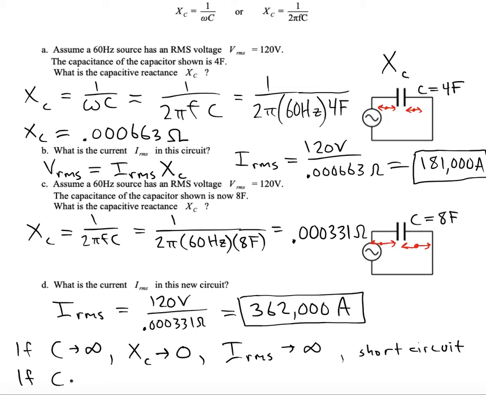What about, on the other hand, if the capacitance goes towards 0? Well, this would be a capacitor that can't hold any charge whatsoever. The capacitive reactance then would go toward infinity, and the RMS current therefore would go toward 0. It would be like having a break in the circuit, and it wasn't really a complete circuit at all. So we would have no current in that case.